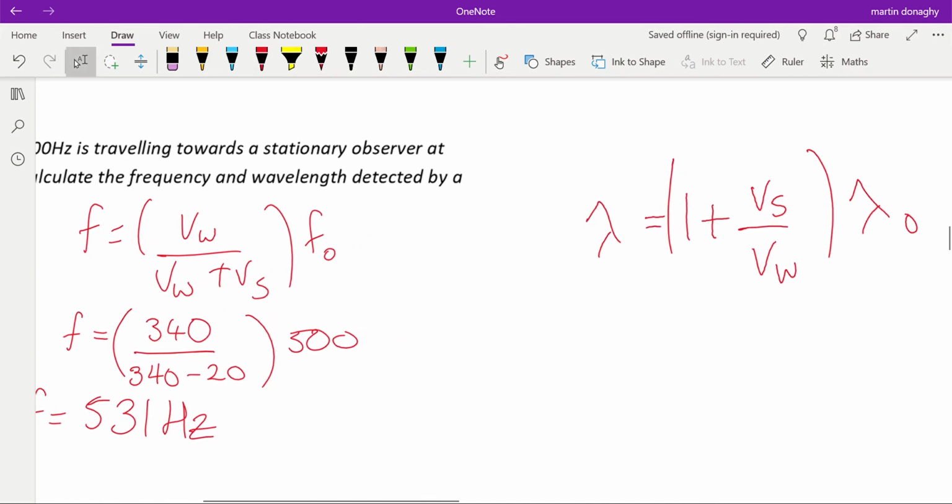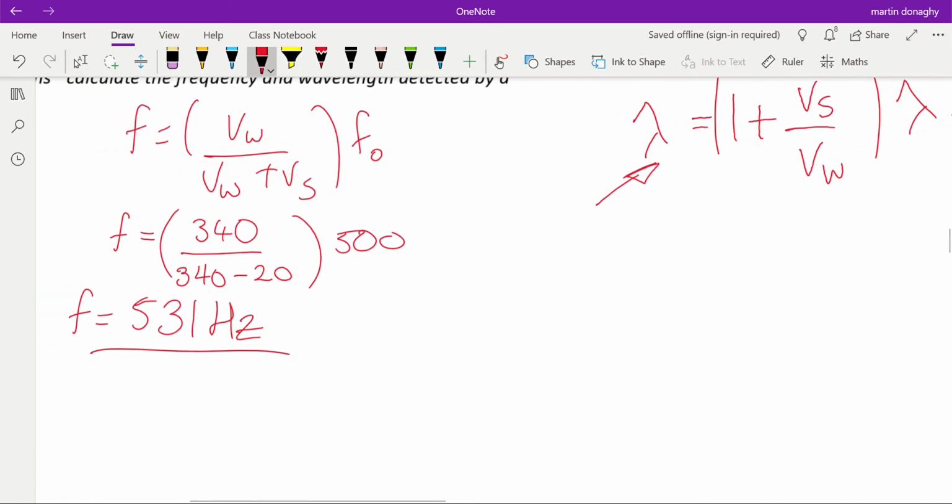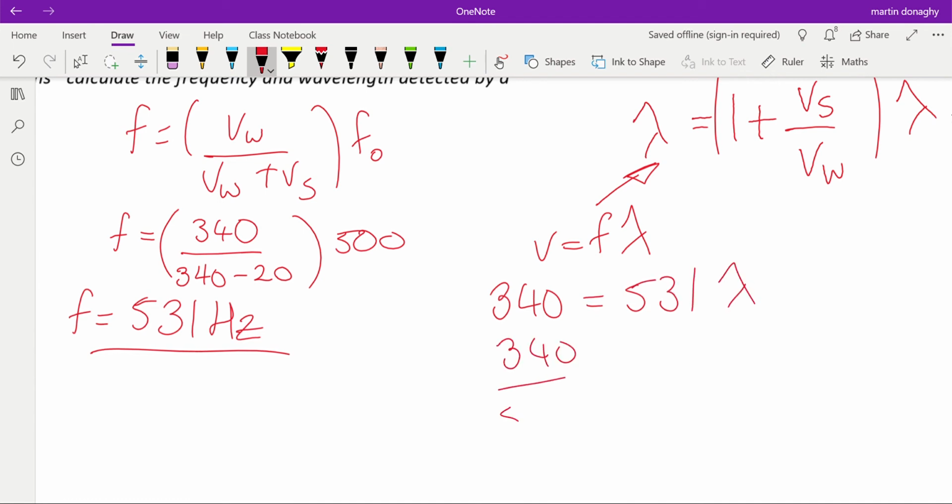Now we can use this equation here to do that. However, we're really making our life more difficult than it needs to be. We've already got the frequency here. Therefore, I would just do v equals f lambda, and velocity we're told is 340, equals 531 times lambda. 340 divided by 531 gives us our wavelength. Once again, type that into our calculator, and it gives us 0.64 meters.